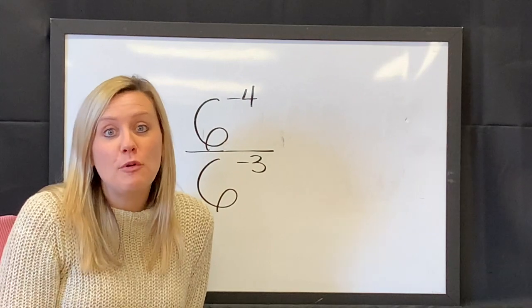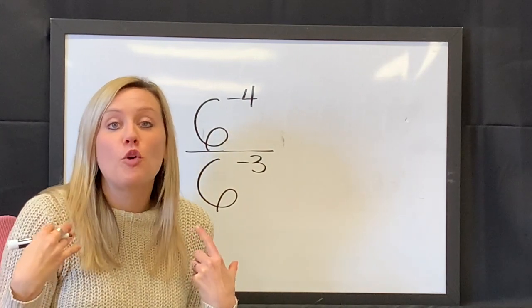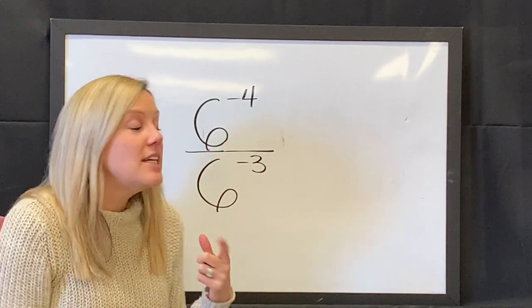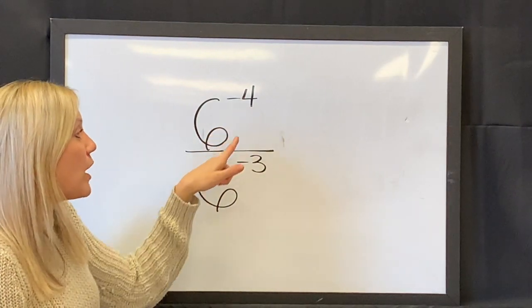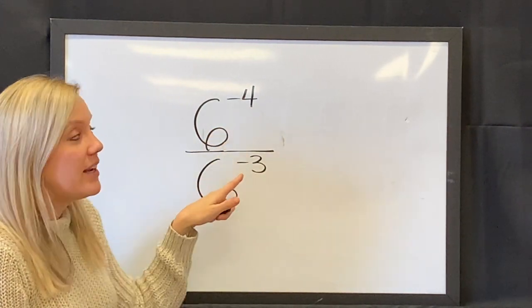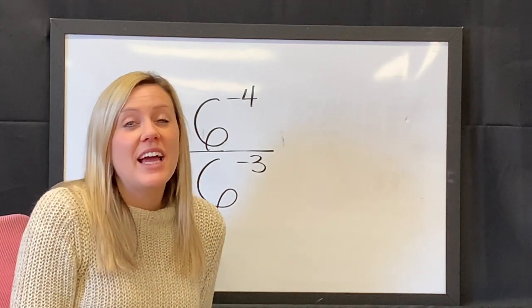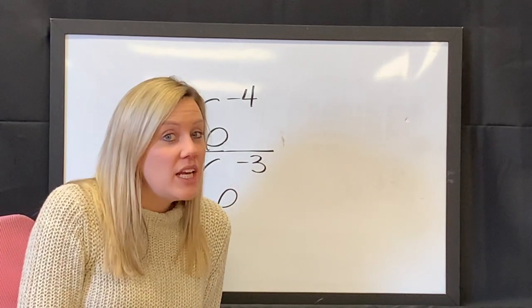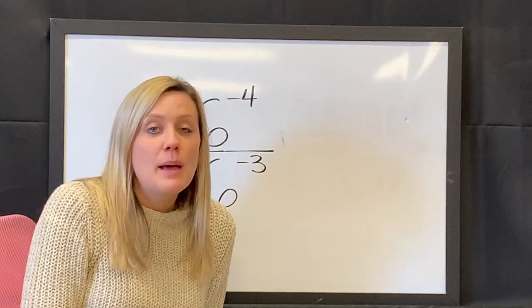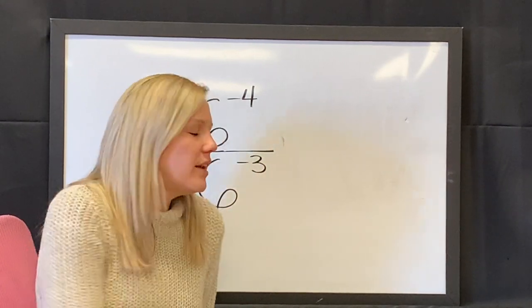Now there are a couple ways to do this. If you remember the quotient property of exponents, you could do negative 4 minus negative 3, which is kind of like negative 4 plus 3, and you would end up with negative 1, and then you could write that properly. But let me show you what's really going on.